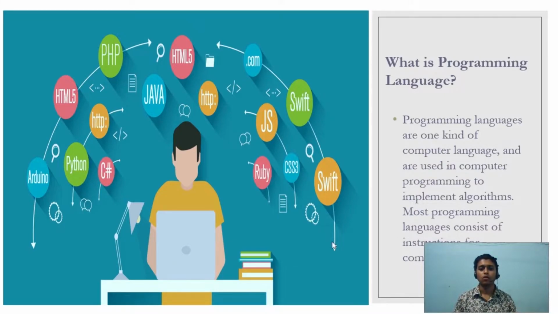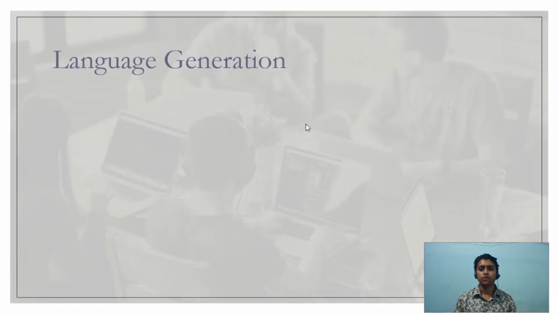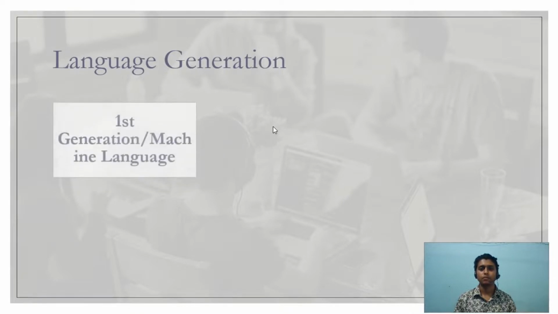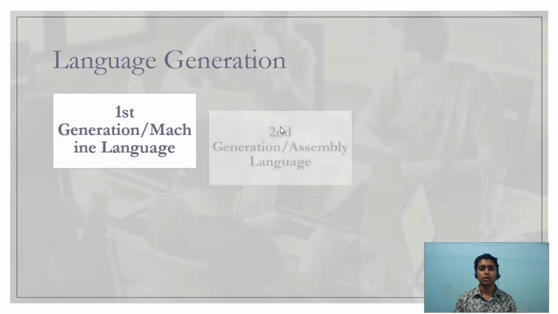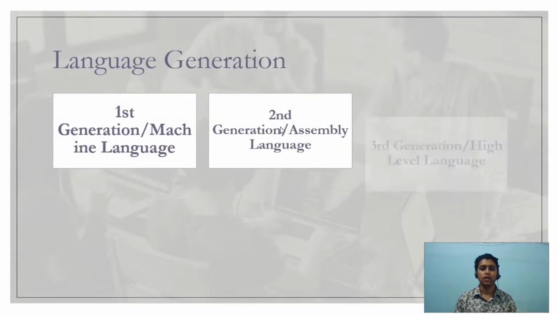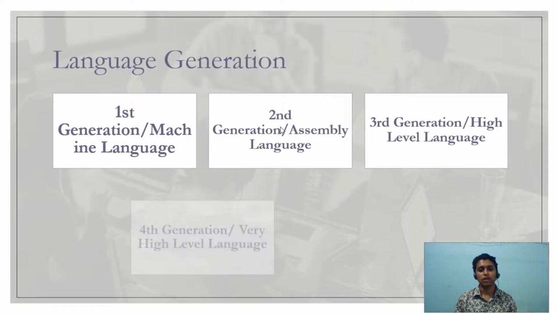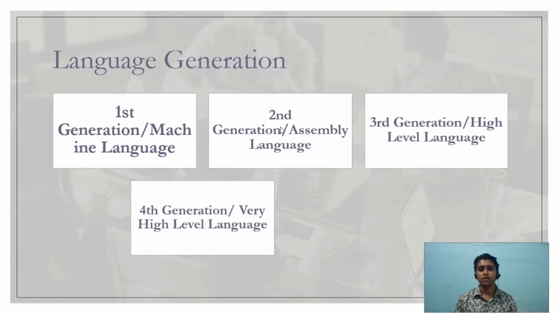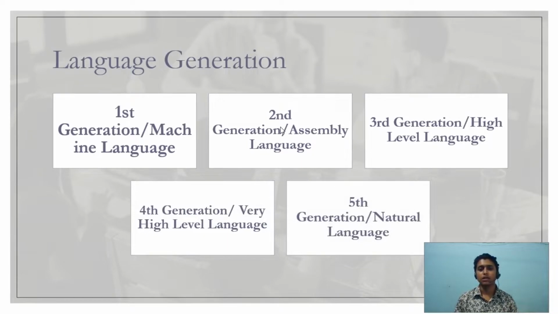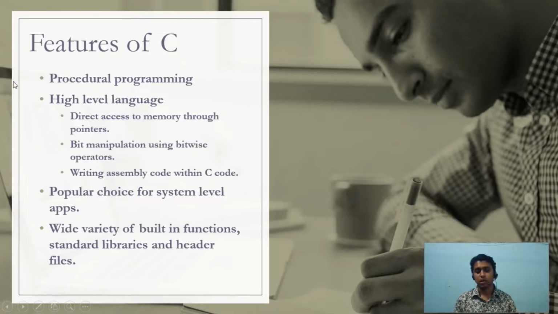Now we are going to talk about language generation. Now, what is language generation? Basically the language generation is divided into 5 parts. The first one is first generation or machine language, and the next one is second generation or assembly language, and the next one is third generation or high level language, and then fourth generation or very high level language, and finally the last one is fifth generation or natural language.